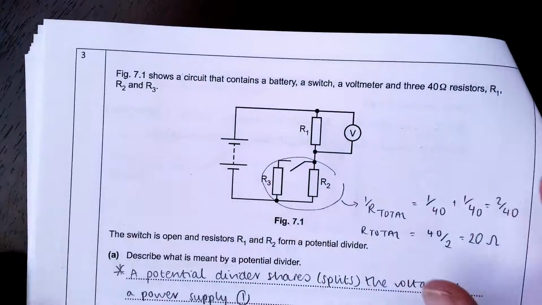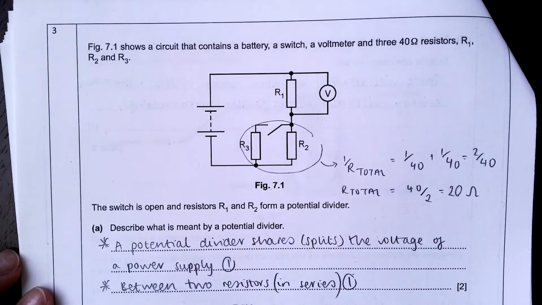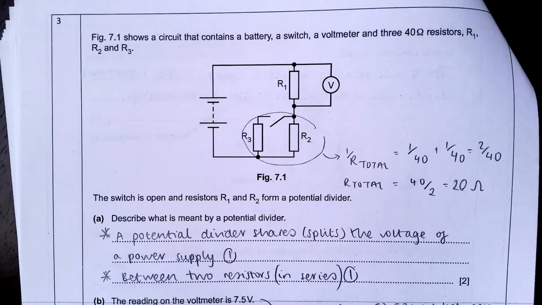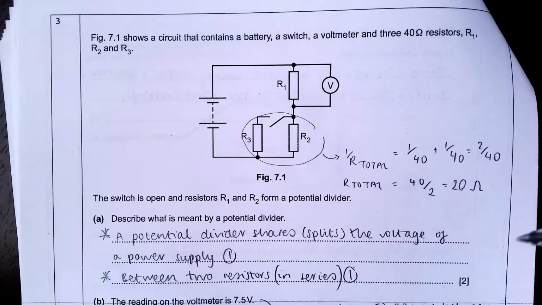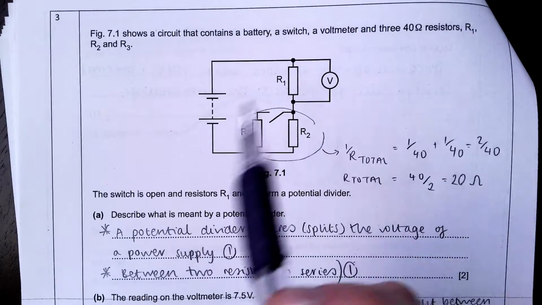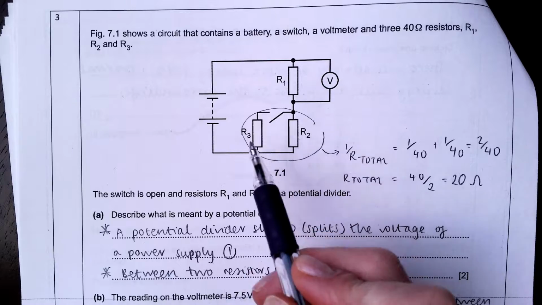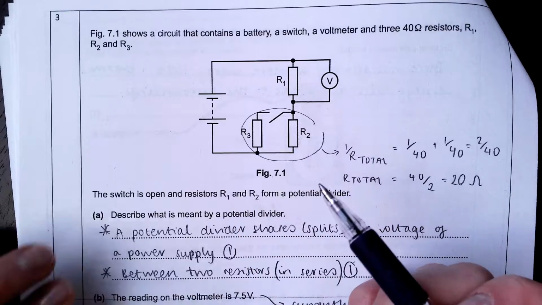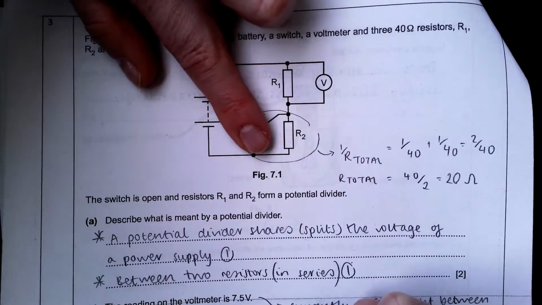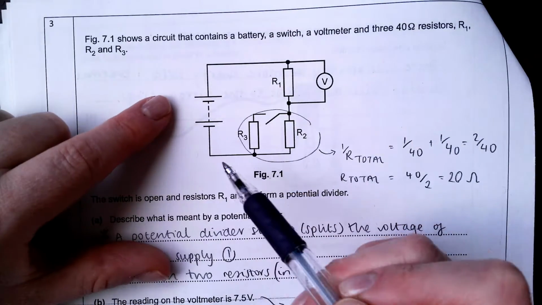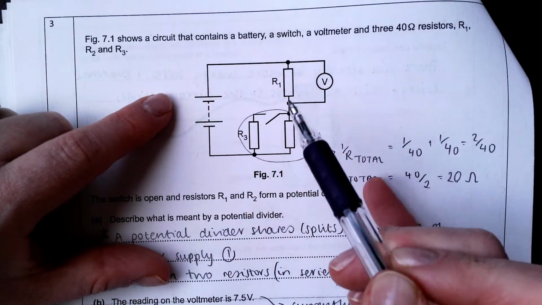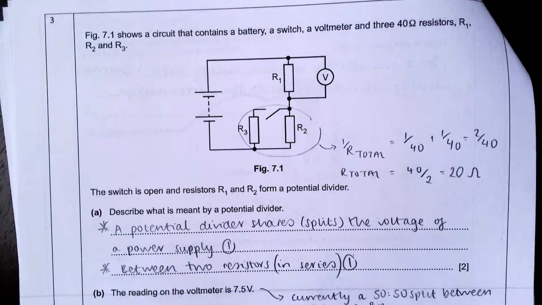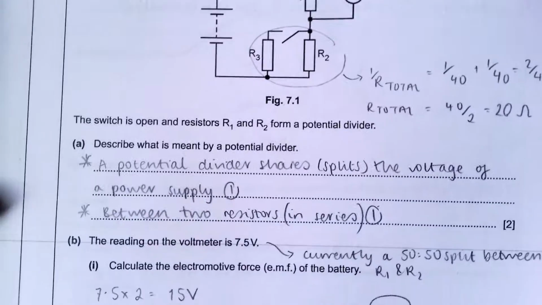In question 3, figure 7.1 shows a circuit that contains a battery, a switch, a voltmeter, and 340 ohm resistors R1, R2, and R3. The switch is open. So at the moment when the switch is open, R3 is not part of the circuit. So R1 and R2 form a potential divider. So you can imagine, just completely ignore this section. What you have is your power supply, and you've got R1 and R2 as a loop in series with a voltmeter over R1. Part A for 2 marks asked you to describe what is meant by a potential divider.